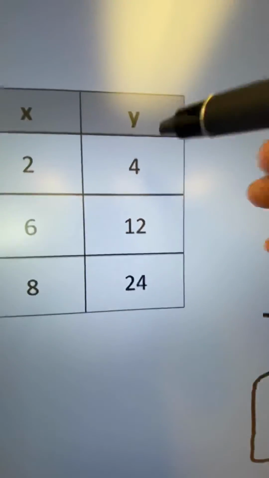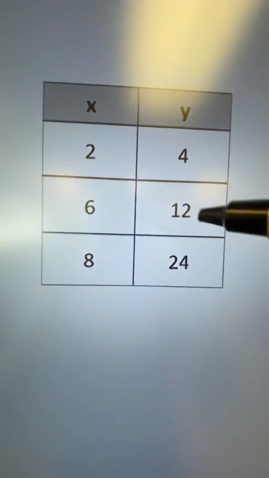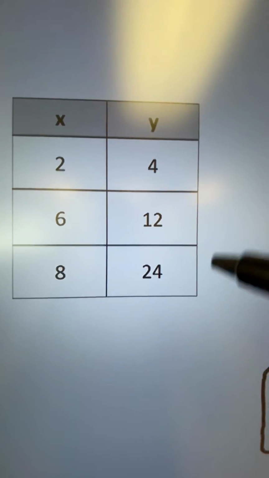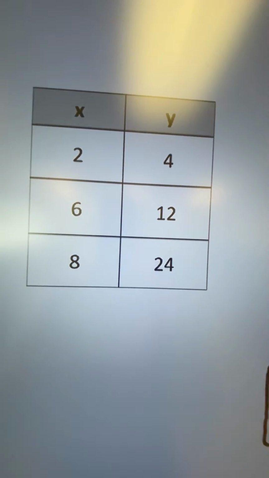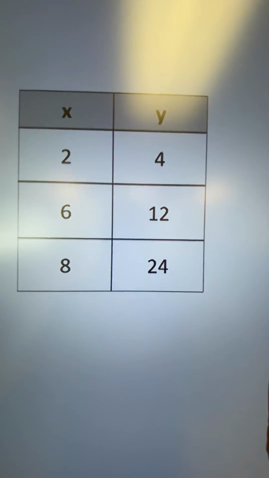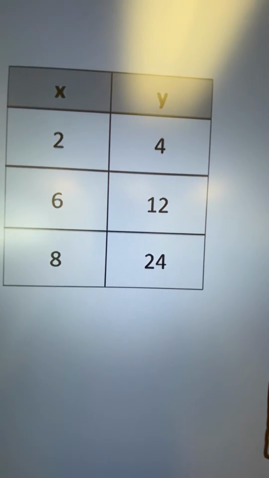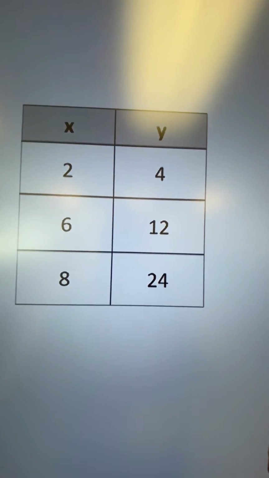So if I were to take y and divide it by x in each of these ordered pairs, we should get the exact same value for k in each case, if it is a direct variation equation. If they're not all the same value for k, then we know this does not represent a direct variation equation.